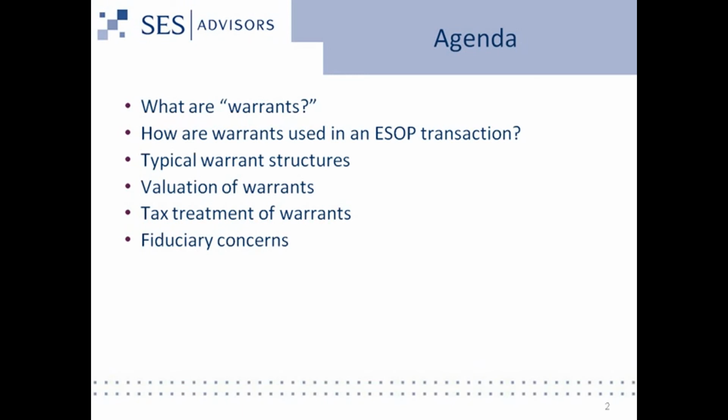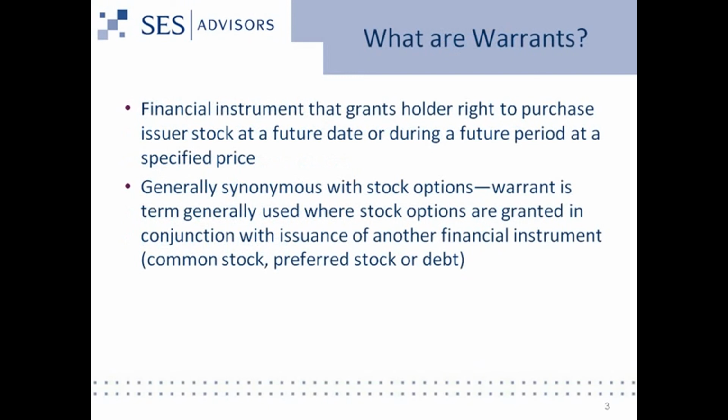So first of all, what in the heck are these things called warrants? Warrants are basically a financial instrument. They grant the holder of the warrant the right to purchase stock at a future date or during a future period of time at a specified strike price set today. And that's basically what a warrant is. It's generally synonymous with the idea of a stock option. A warrant is simply a term that is used to describe a stock option that's attached to another financial instrument as opposed to an option which is typically a standalone. So that's basically what a warrant is.